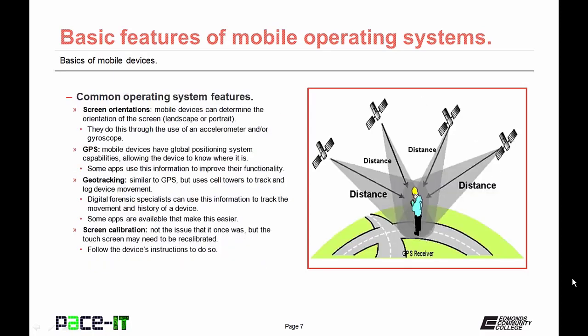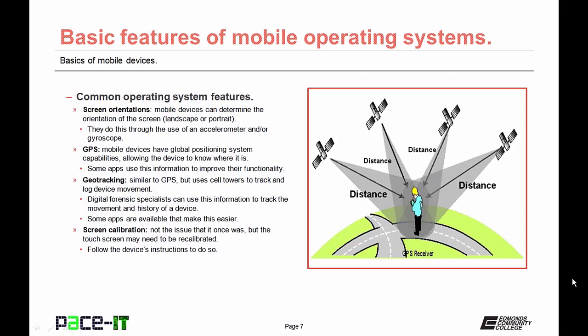So let's talk about common operating system features. And we begin with screen orientation. Mobile devices can determine the orientation of their screen, either landscape or portrait, through the use of an accelerometer and/or gyroscope. That means as you turn the screen sideways or upright, it'll flip so that the orientation remains correct. All modern mobile devices have GPS capability built into them. That means they have global positioning system capabilities.